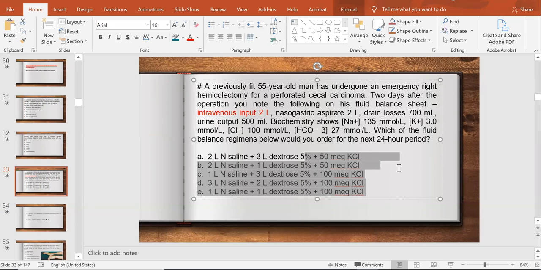Yeah, it's always 2 liter dextrose, 1 liter normal saline. That's the maintenance dose for every patient. All good.